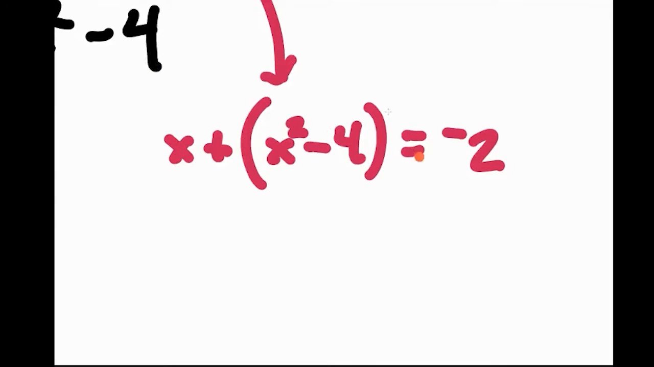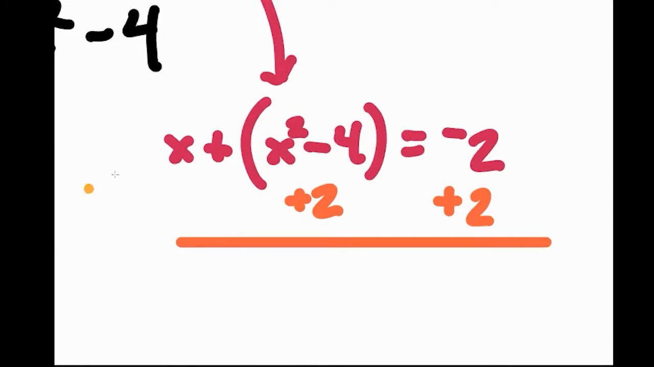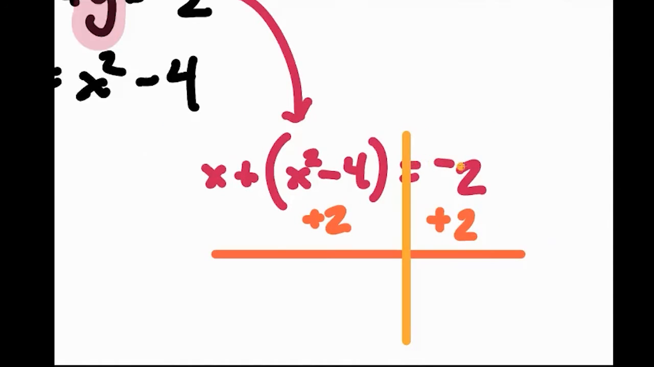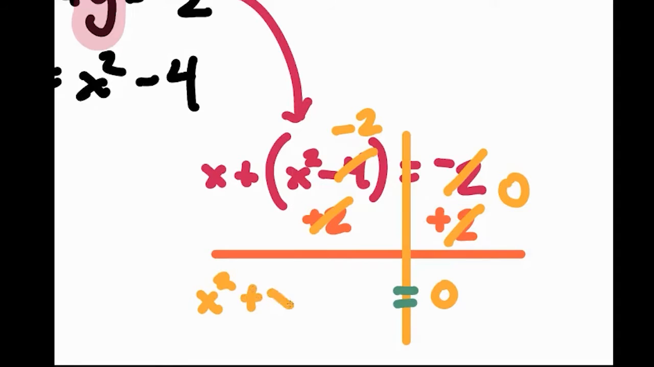I'm going to add the 2 over to the other side. So we end up with something like this. Cancel, cancel. So you're left with 0 here. Now here there's a lot to simplify. So let's do negative 4 plus 2 is negative 2. So you're going to end up with x squared plus x minus 2 is equal to 0.